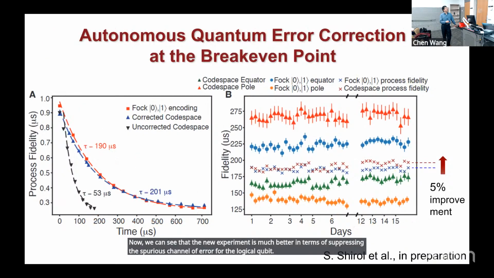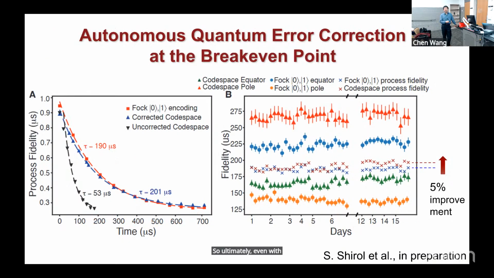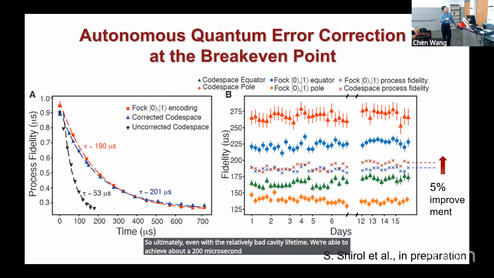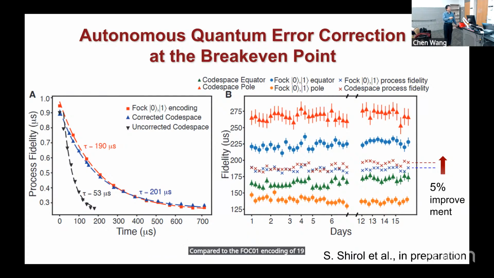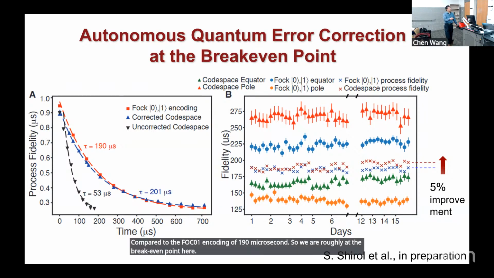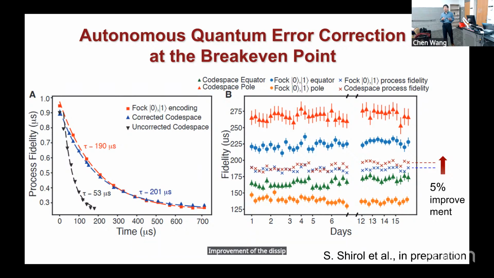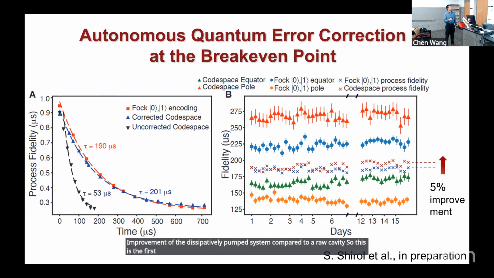So ultimately, even with the relatively bad cavity lifetime, we're able to achieve about a 200 microsecond lifetime of a corrected cat state encoding, compared to the Fock 0-1 encoding of 190 microseconds. So we're roughly at the break-even point here. Over time, we tracked this over about 10, 15 days. And on average, we have about a 5% improvement of the dissipatively pumped system compared to a raw cavity. So this is the first autonomous error correction experiment at the break-even point.